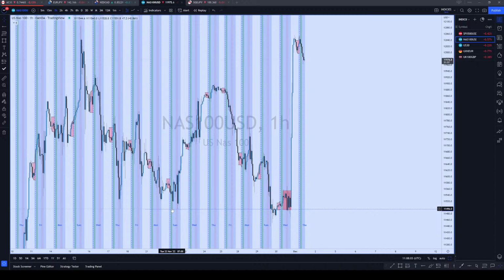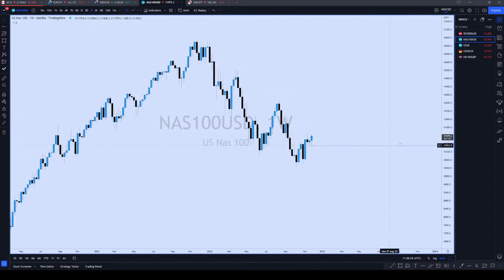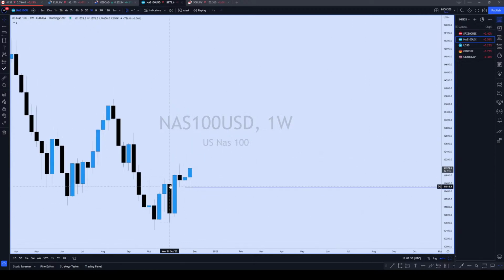Now, how do I predict that the market was going to go up? The answer is you have to look at the higher time frame. Okay, if you looked at it from a weekly standpoint, you will see that we are trading above this down candle, which is an order block. Okay, so price is not going to go down.